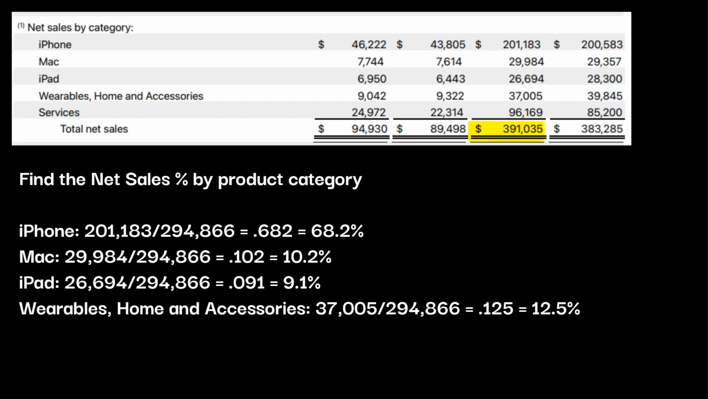So out of all the products, right, 68.2% is going to be from iPhones. Mac is 10% of products. iPad's 9.1%. And then wearables, homes, and accessories is going to be 12.5%. All right. And lastly, let's take a look at a data dive.